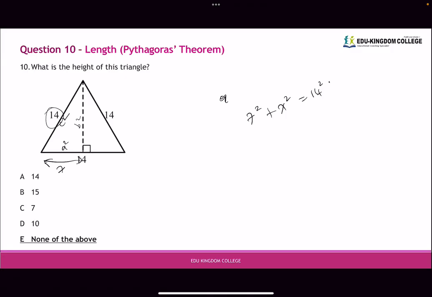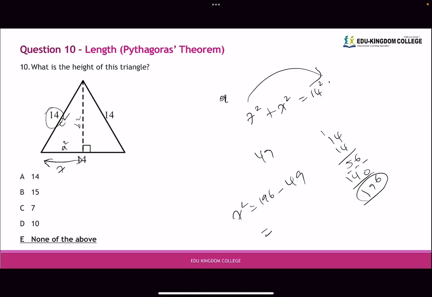Now, 7 squared is 49. 14 times 14 is 196 apparently. So move this over to find x squared. So x squared equals 196 minus 49 equals 147. Okay, can we root that? No, we can't. We won't get a whole number. So it can't be any of these whole number answers. So it's going to be E, none of the above.